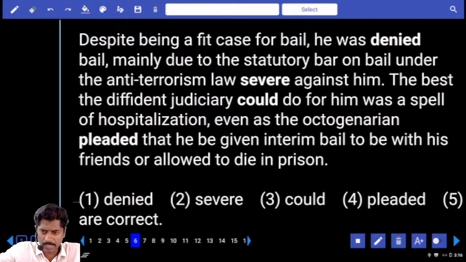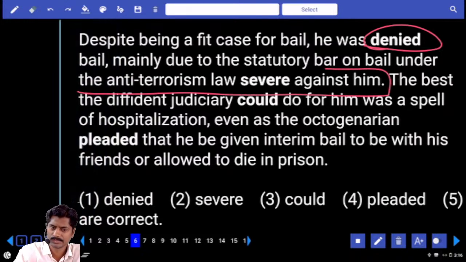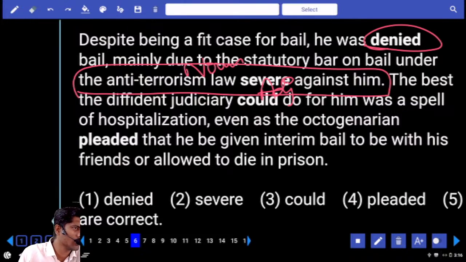Despite being a fit case for bail, he was denied bail. Is this correct? He was denied bail, he was rejected bail. Okay, mainly due to the statutory bar on bail under the anti-terrorism law severe against. The anti-terrorism law is a noun. Severe is an adjective. You can never keep an adjective after a noun.